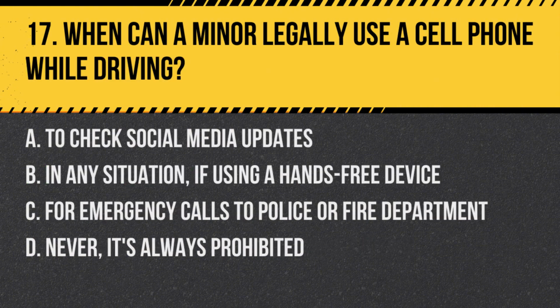Question 17. When can a minor legally use a cell phone while driving? A. To check social media updates. B. In any situation if using a hands-free device. C. For emergency calls to police or fire department. D. Never. It's always prohibited. Answer. C. For emergency calls to police or fire department. This is the only exception for cell phone use by minors while driving.